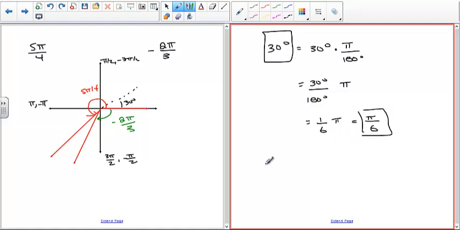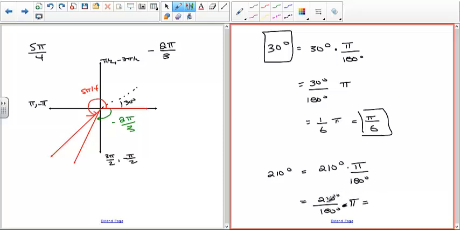So the equivalent of 30 degrees in radians is pi over 6. Let's do 210 degrees. So you do the same thing. 210 degrees times the conversion factor, pi over 180. So what we do is we take the ratio of these two angle measurements and we multiply that by pi.